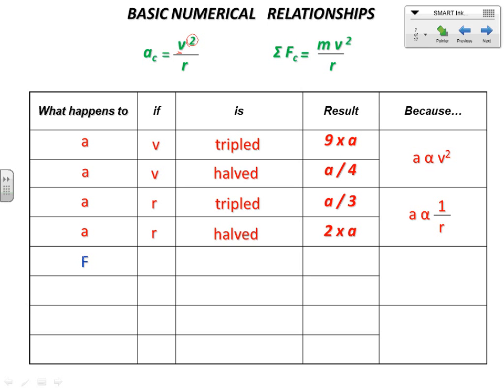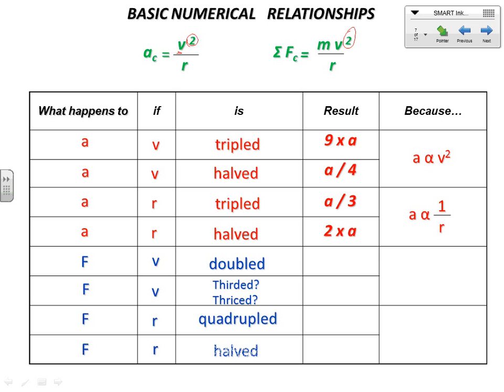What do you do to F if V is doubled? Well, again, there's a quadratic relationship here. You should do these. What happens to F if V is thrice? I think I made that word up. Thrice, I mean divided by 3. So, take a minute, maybe pause, see what you get. Here's what I get.